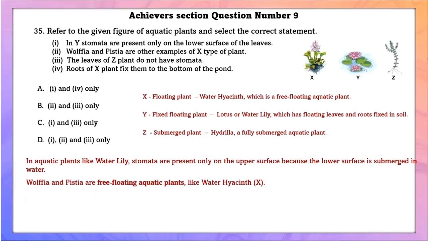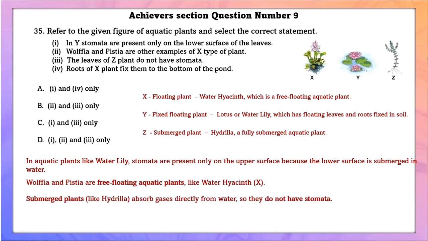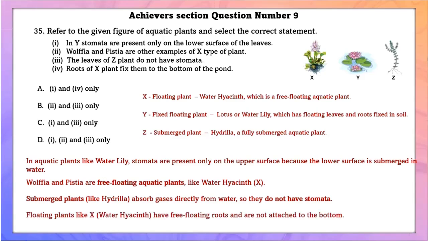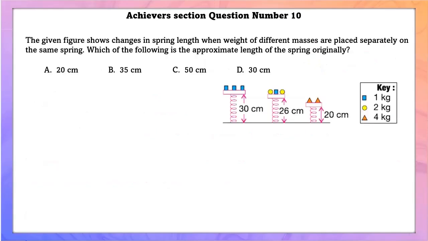Third one, the leaves of Z plant do not have stomata. Submerged plants like hydrilla absorb gases directly from water, so they do not have stomata. This is also true. Fourth one, roots of X plant fix them to the bottom of the pond. Floating plants like X have free floating roots and are not attached to the bottom. So the correct statement is 2 and 3, which is the B option.